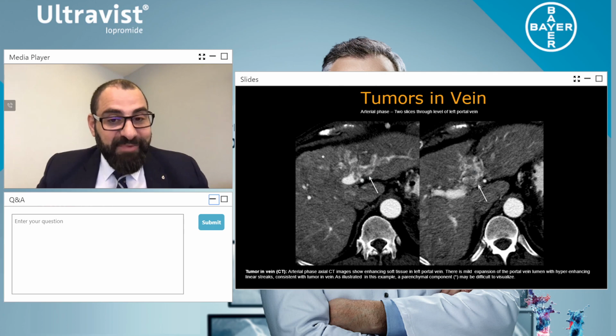Now, ladies and gentlemen, the image on your left is a dimer. The image on your right is a monomer. This is the same patient scan with 2 different contrast media. So Ultravist not only shows the lesion a lot better, but it gives you good uniform enhancement within your liver when you're comparing with other contrasts.